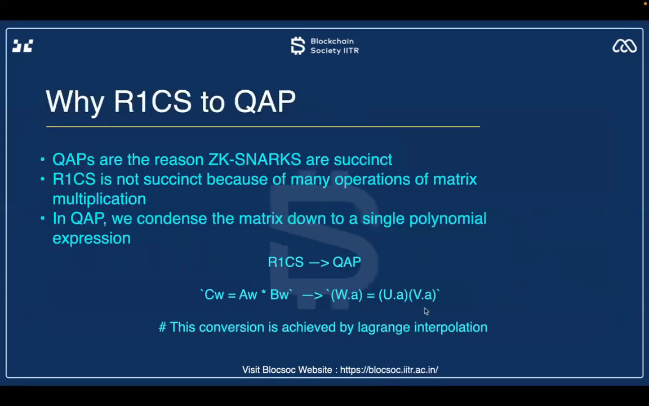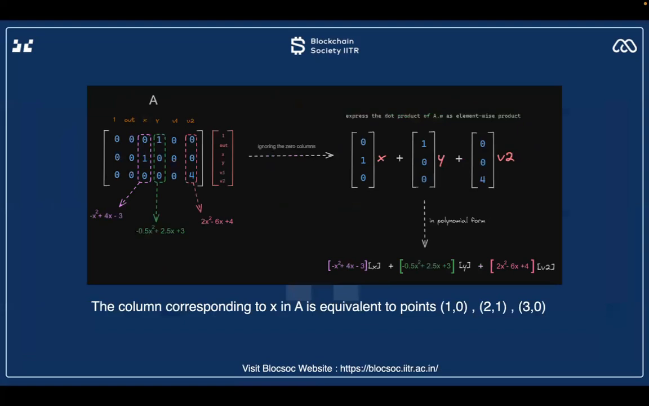Wa = Ua * Va. This represents a polynomial expression. Now let me explain what Lagrange interpolation is. Suppose we have these 3 points: (1,0), (2,1) and (3,0). Lagrange interpolation says that we can uniquely determine a 2-degree polynomial passing through these 3 points.